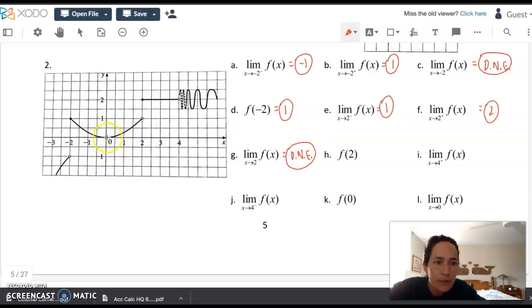And how about f of 2? Is there an f of 2? Yeah, closed-in dot up at 2. Okay. 2 questions about 4. 4 from the right and 4 from the left.